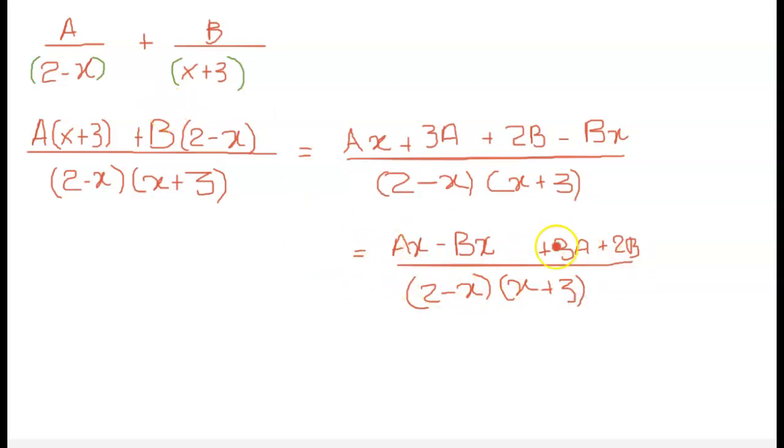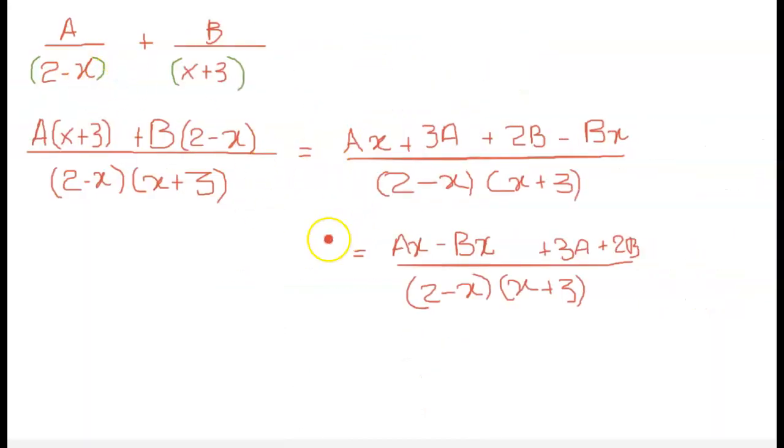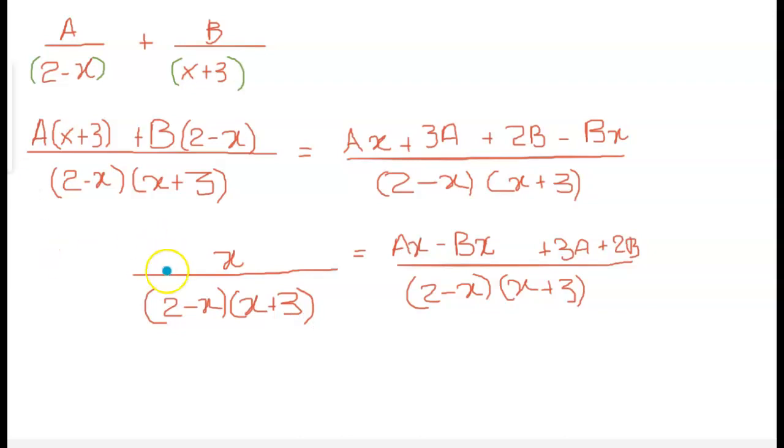Now remember, this whole thing was actually in fact equal to this. So I'm just going to rewrite that. This was equal to x divided by 2 minus x and x plus 3. If you have a look, this denominator and this denominator are the same. So we can straight away cancel that and cancel that. Once we cancel, we're only left with the numerators, the top one.